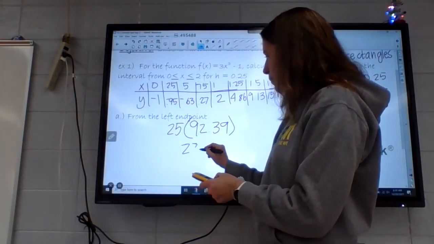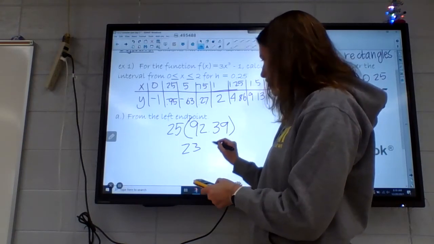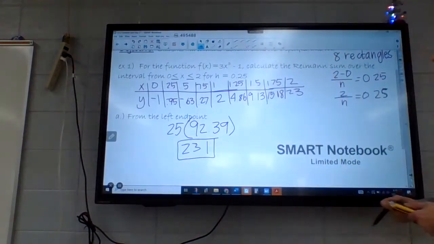So 23.1-ish. And yeah, if you guys double check, again, multiplying by the h value can happen at the beginning or the end. The idea is that you're just distributing that to each term, or you can just distribute it at the end.